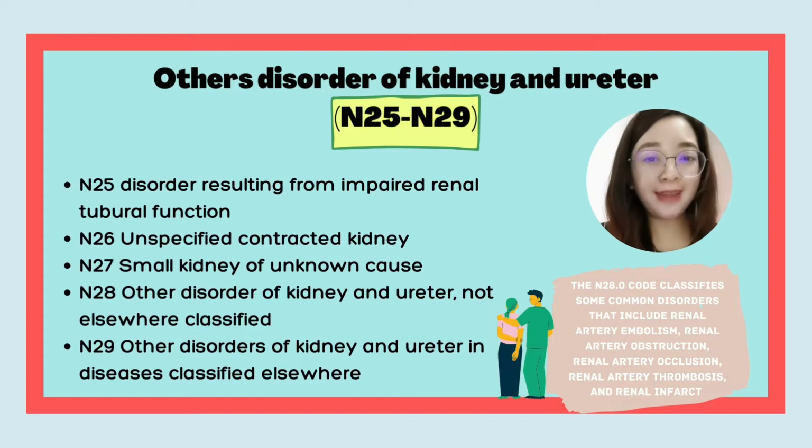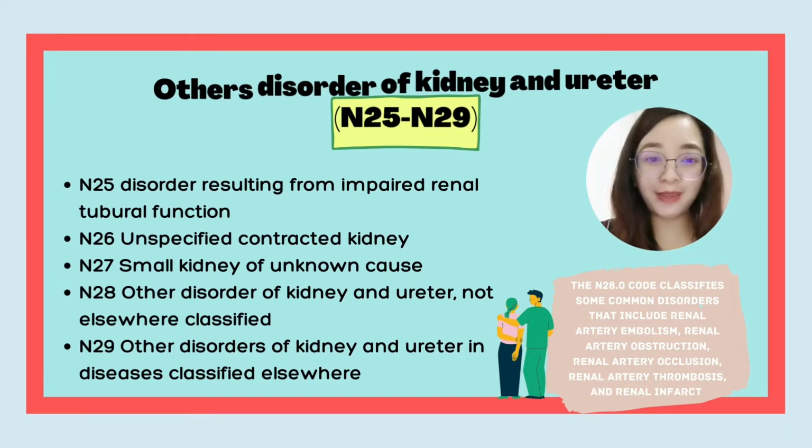N25 to N29. We use code N25 for disorders resulting from impaired renal tubular function, N26 unspecified contracted kidney, N27 small kidney of unknown cause, N28 other disorders of kidney and ureter, not elsewhere classified, and lastly N29 other disorders of kidney and ureter in diseases classified elsewhere.